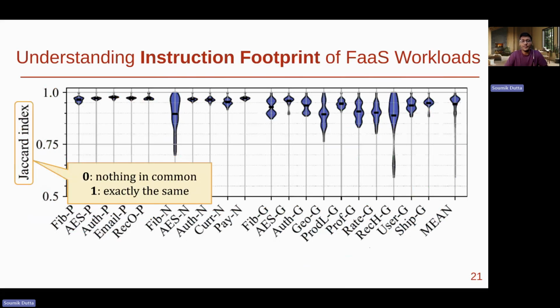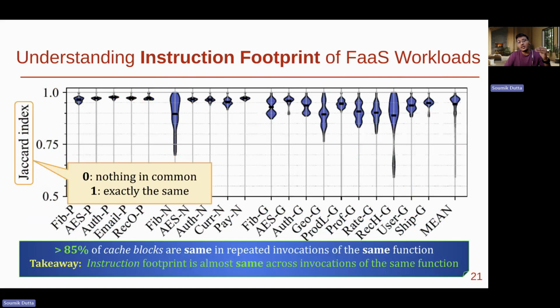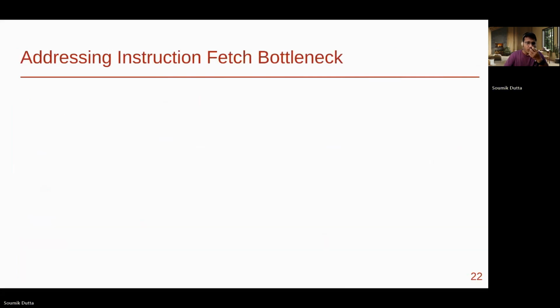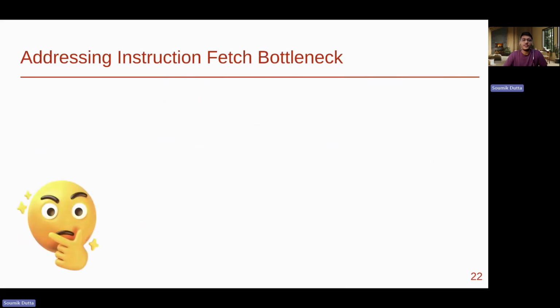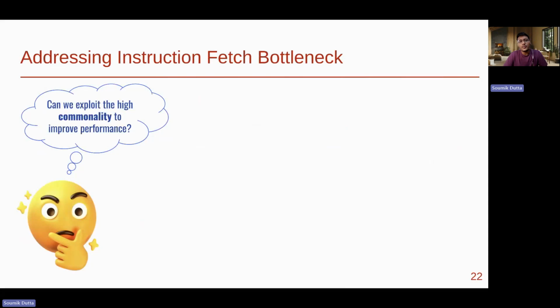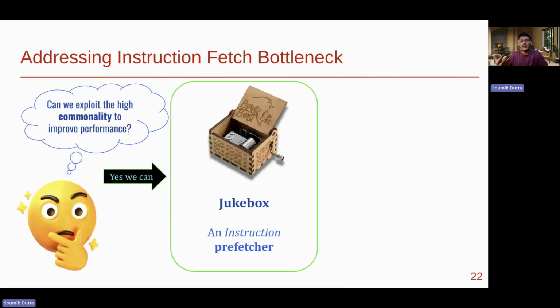From this graph, we can see most of the workloads tend to 1, and more than 85% of cache blocks are the same in repeated invocations of the same function. So we can take away that the instruction footprint is almost the same across invocations of the same function in the case of FaaS workloads. With this idea, when we try to address the instruction fetch bottleneck, the first idea that comes to mind is: can we exploit this high commonality to improve performance? The answer is yes, we can, with Jukebox.